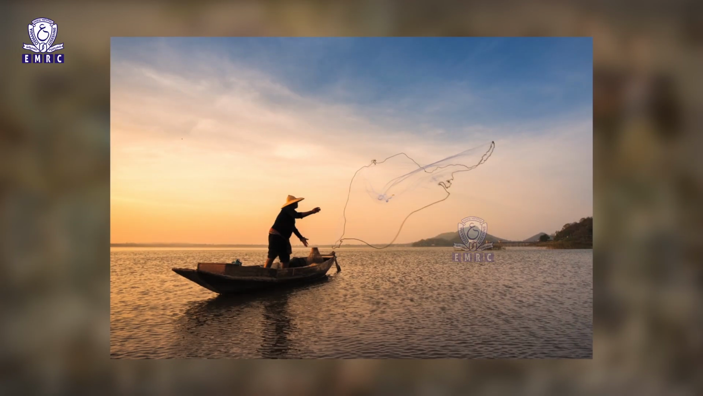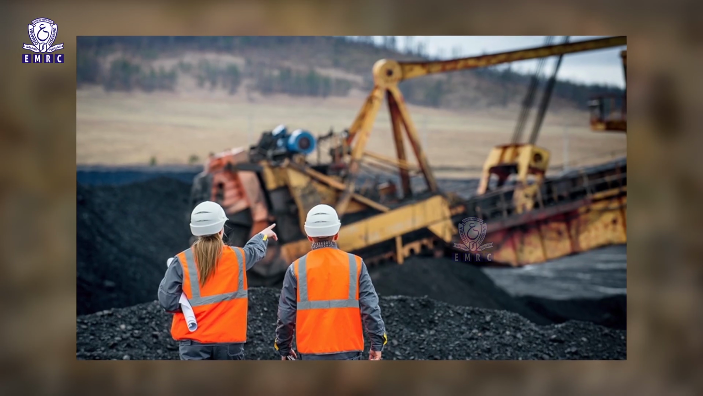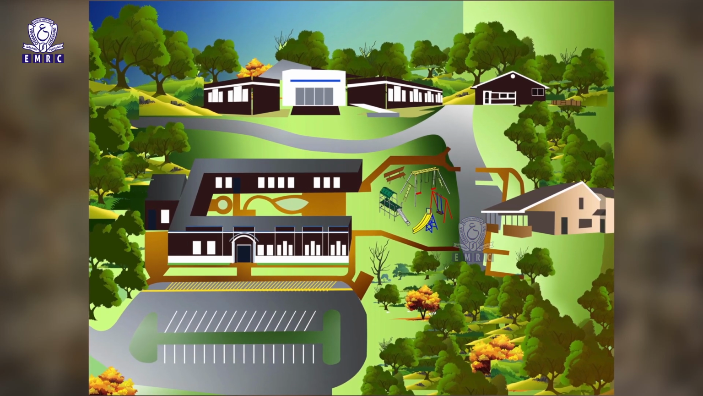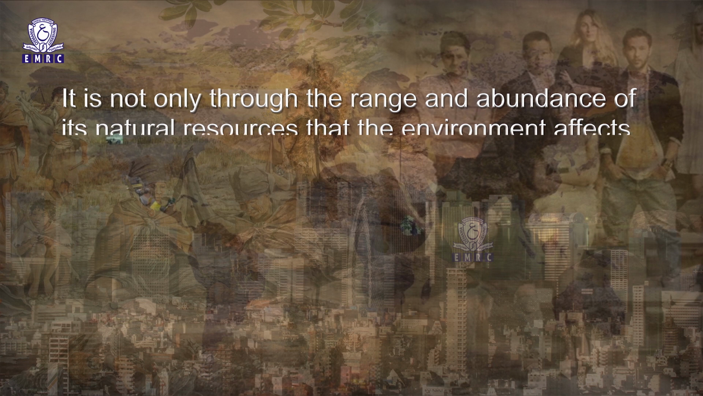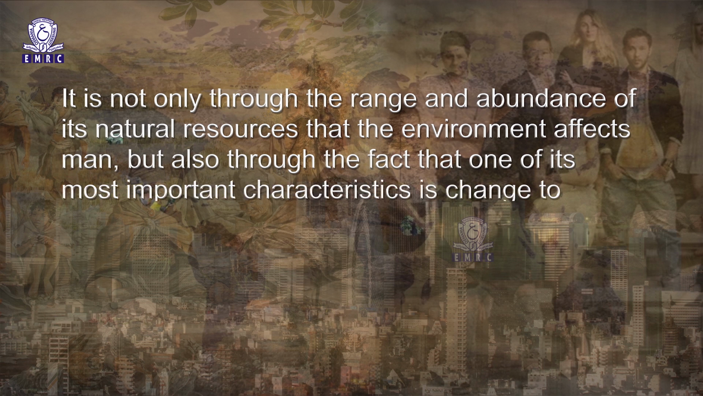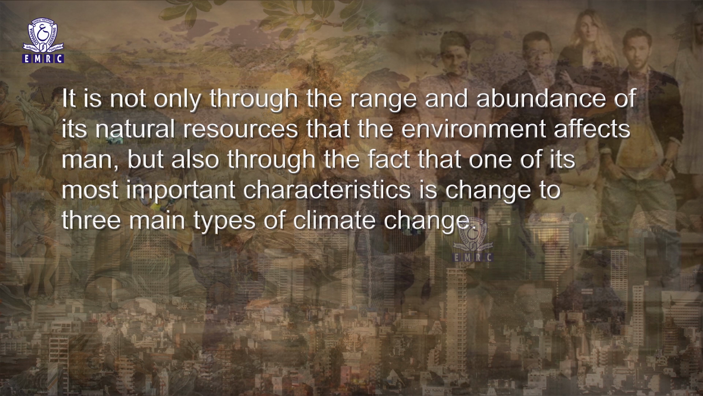More than half the world's labor force is employed in the primary industries of farming, fishing, forestry and mining, in which the physical environment is the dominant influence. It is not only through the range and abundance of its natural resources that the environment affects man, but also through the fact that one of its most important characteristics is change.